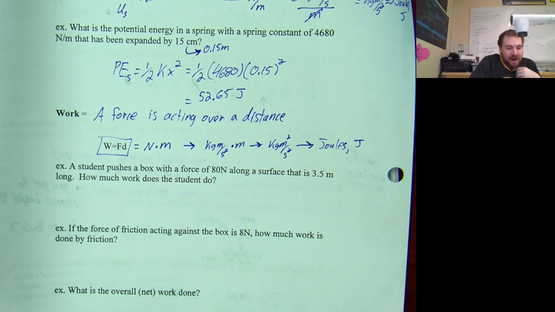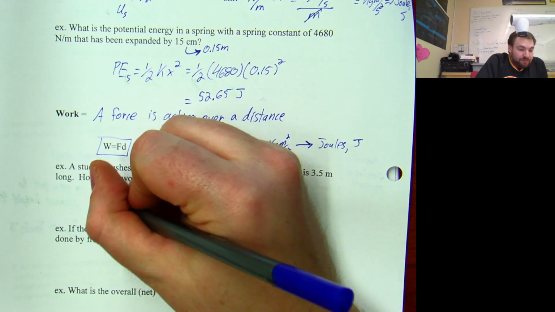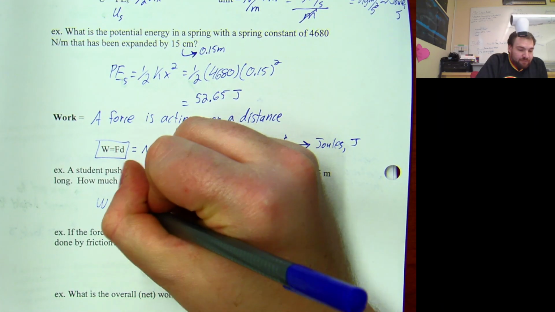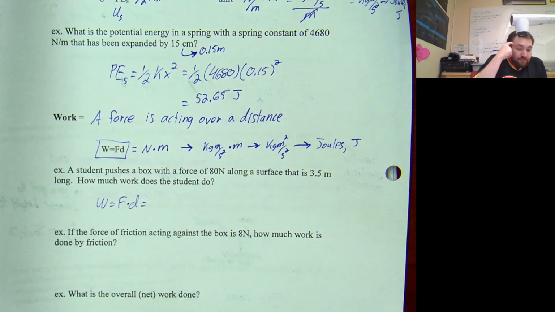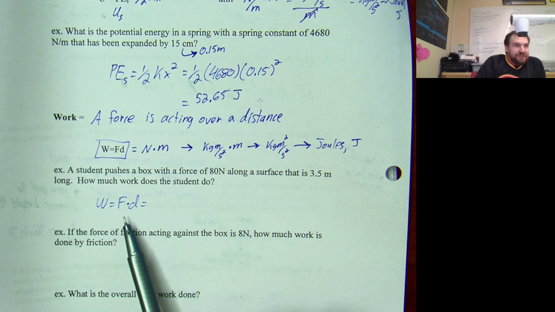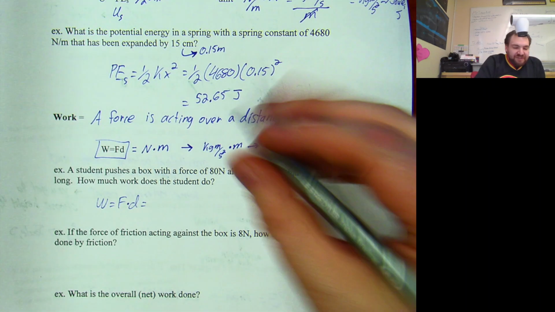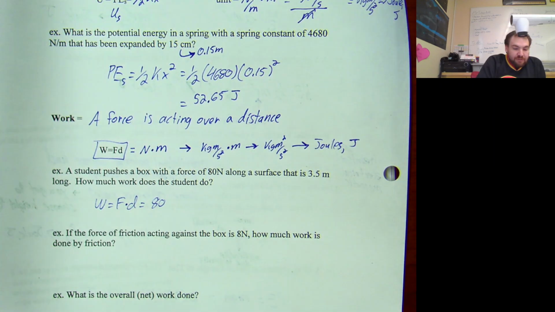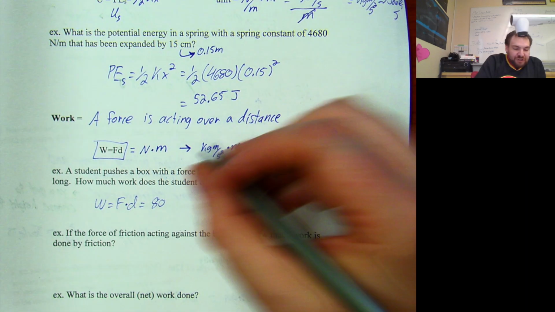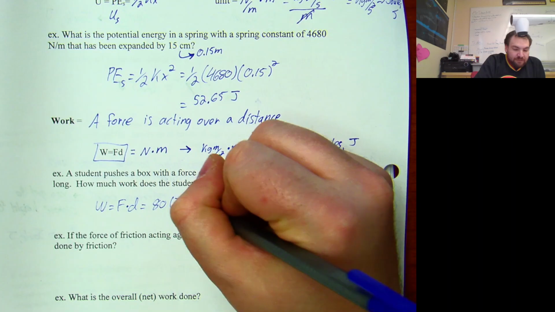A student pushes a box with a force of 80 newtons along a surface that is 3.5 meters long. How much work does the student do? Work is everything that produces energy. We're getting there, not necessarily. Work is a force times a distance. So the force was 80 newtons. The distance was 3.5 meters.